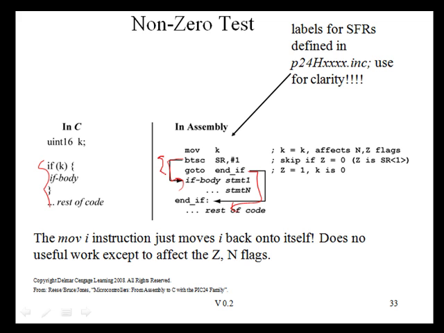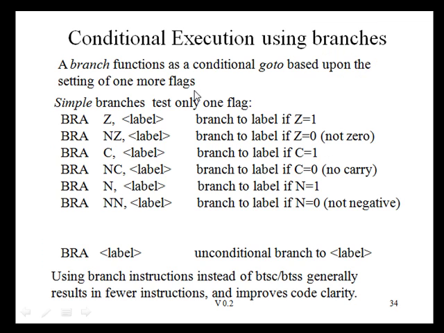So we will take a look at what I think is a clearer way of doing conditional tests other than using these bit test skip if clear or bit test skip if set instructions. Another way to do conditional execution in the PIC24 instruction set is to use branch instructions. These are called simple branch instructions, and they test the state of a flag and branch to a label or an address based upon that flag. This says branch on 0.